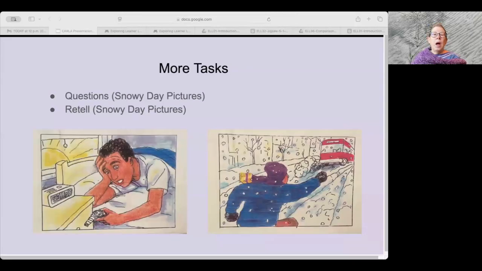2 more tasks were the question task in which each learner had to ask me questions about a set of 6 pictures in order to understand an incident that had taken place. And then in the retell task, to tell the story back to me from start to finish. So here's a couple of the snowy day images used for both of those tasks. And these are available to you on the website should you choose to use them with your own students.